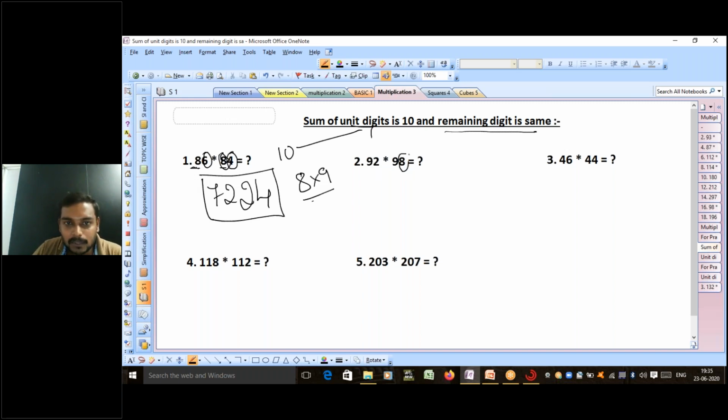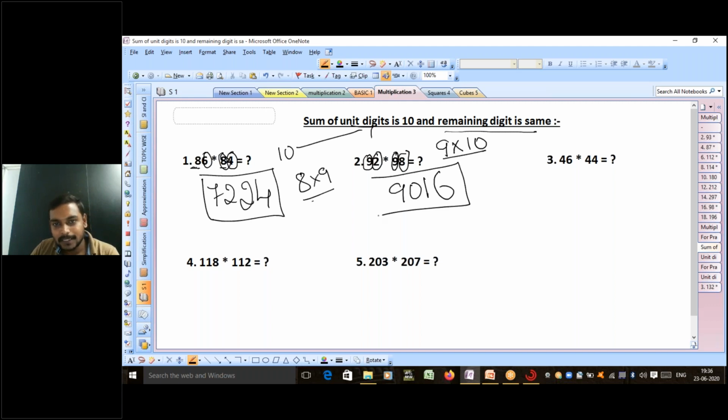First observe the unit digit. Sum of unit digits is 10. 8 plus 2 is equal to 10. Multiply those numbers. 8 2s are 16. Then go with the 10th place number, that is 9. Just take any one number. We have 9 in the 10th place. Just multiply this 9 with the next consecutive number. The next number is 10. 9 into 10 is equal to 90. So the answer is 9016. Here observation is very important.